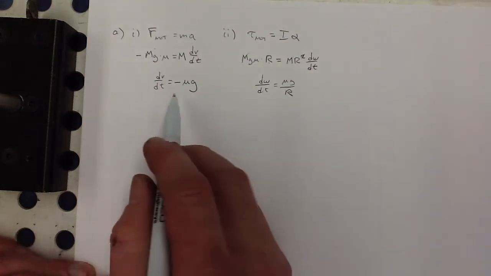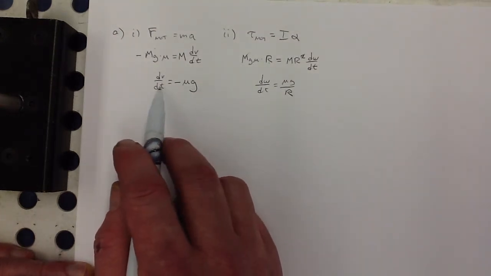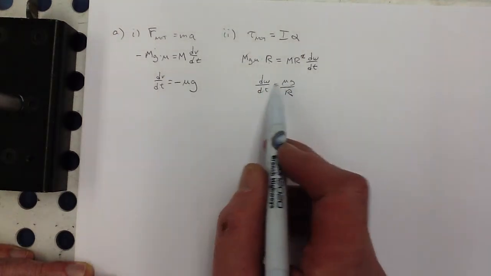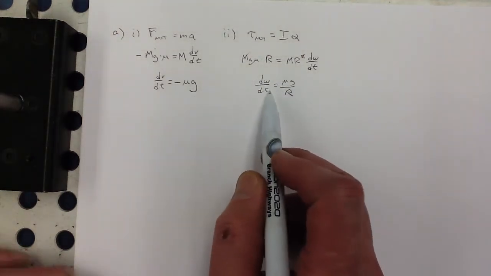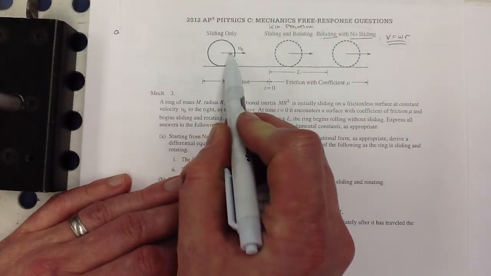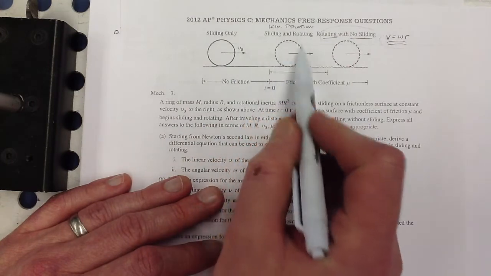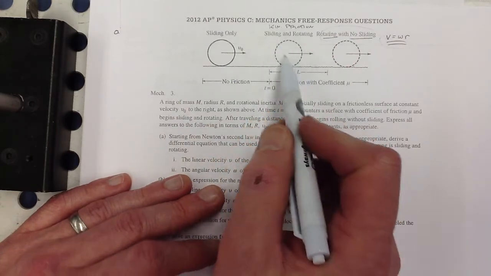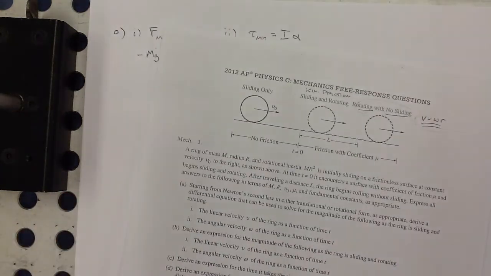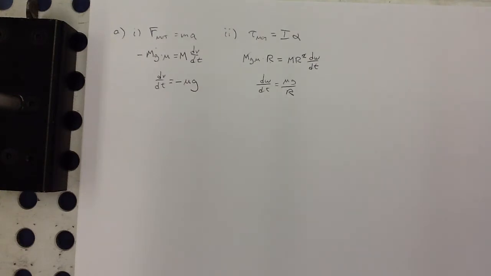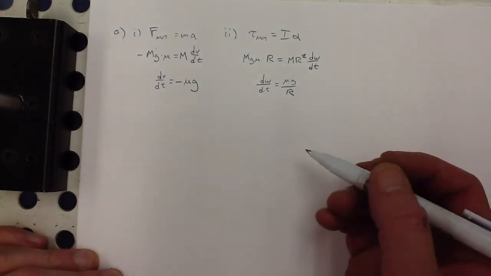The first one is negative because the friction is slowing the ring down, but the friction is increasing the angular velocity. When it was sliding, it didn't have any angular velocity, and then it started to rotate. So its angular velocity started to increase, while its translational velocity started to decrease.